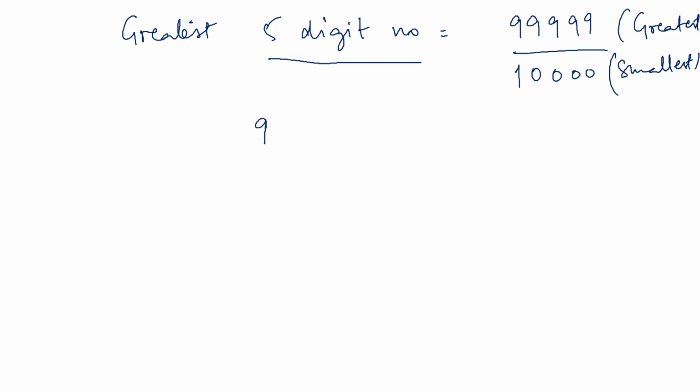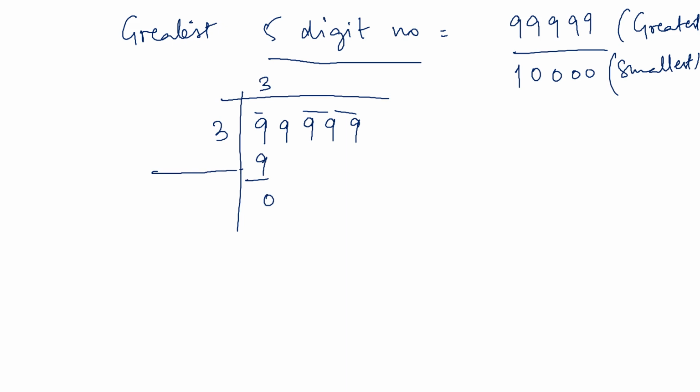So let us find the square root of this number, 99999. Put the bars. Start the division. So 3 3s are how much? 9. What is left is a 0. Next step, 3 plus 3 will be 6. So we will get a 6 here. Then copy the next pair, that is 99.